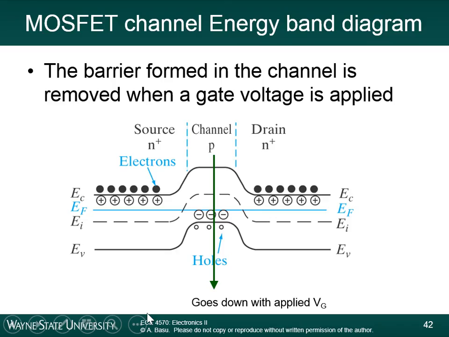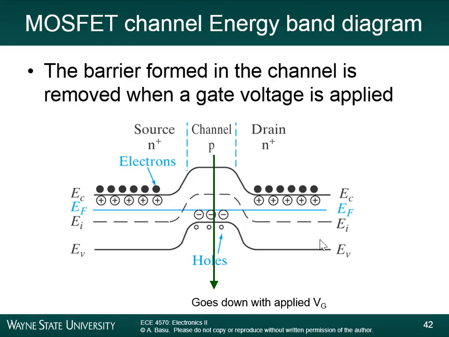So notice that the electrons that are in the band here see a potential barrier going from n-type to p-type. So the electrons can't get over to the drain because they have to overcome this potential barrier going from left to right. Same thing with the electrons on the right side. In order for them to travel from right to left, they would have to go over this energy barrier.